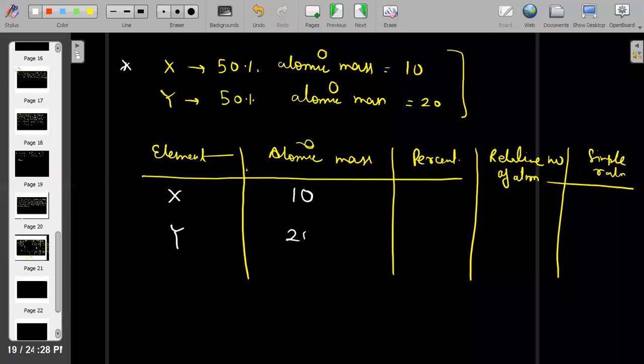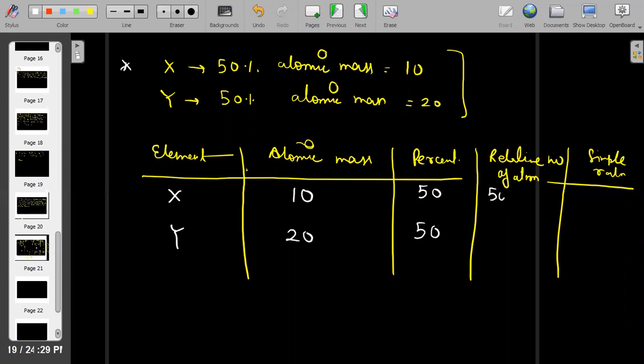10, 20. What is the percentage? 50 divided by and 50. Now what is the relative number of atoms? Percentage by atomic mass. Here the relative number of atoms is 5 and here it is 50 by 20. After solving, what are we getting? 2.5. Which one is the smallest?